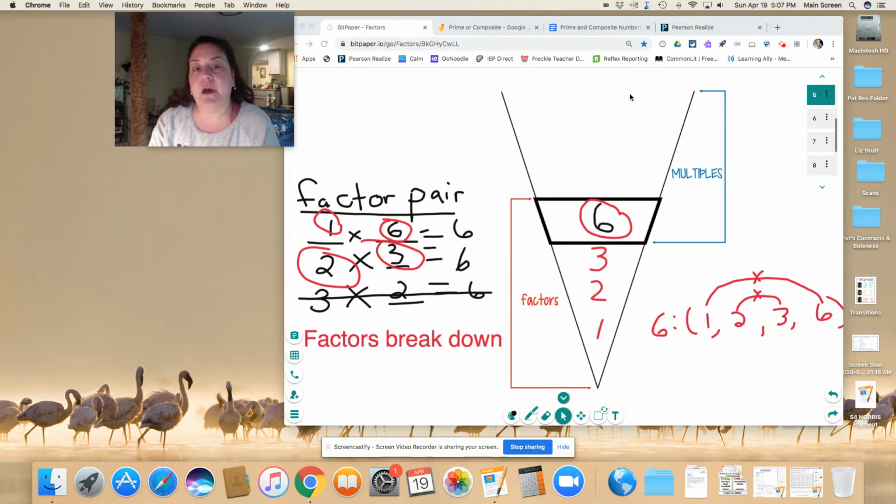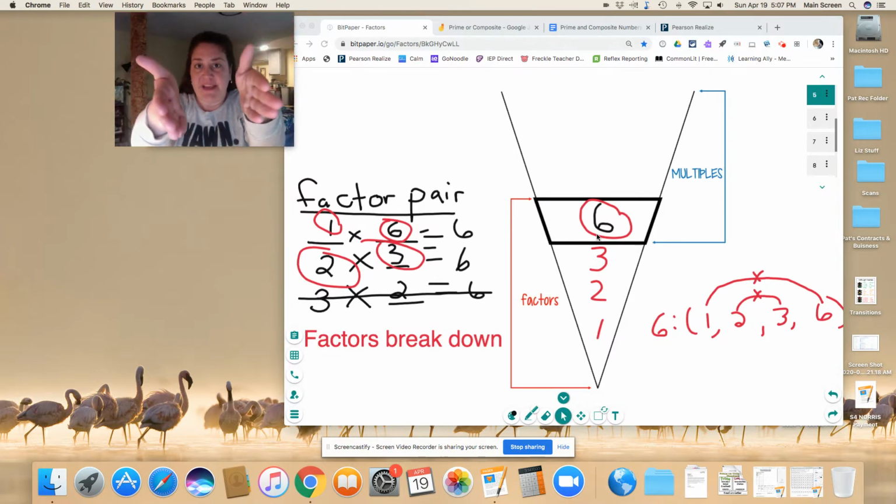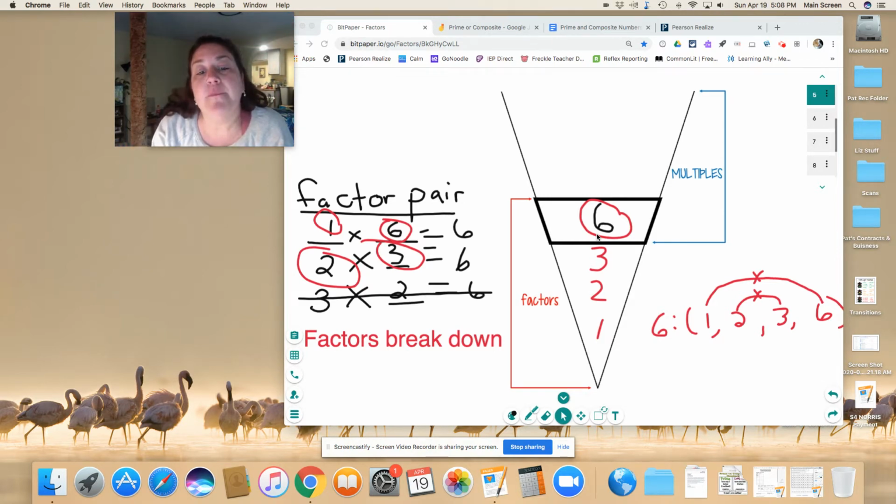Okay, so just to refresh your old noggin, we talked about factors a couple weeks ago. We talked about how factors of a number break down that number, so they get smaller. They go into that tornado and become smaller and smaller. They start out big and they go small. Okay, numbers have factor pairs. Well, all numbers have factor pairs.